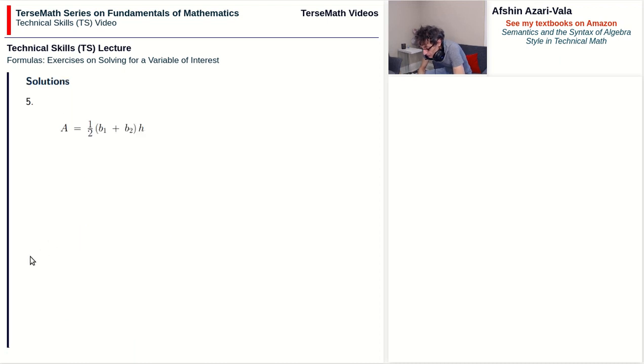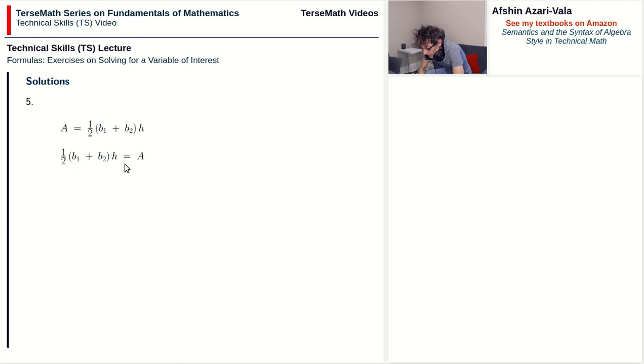All right, problem 5, area of a trapezoid. Area A is equal to 1/2 times B1 plus B2 times H. And we want to solve this for H. So let's switch sides. Now this time I'm going to show you only the best approach. We switch sides. And then solving for H, we solve for the term that contains the unknown. There is only one term on the left, so that's done.